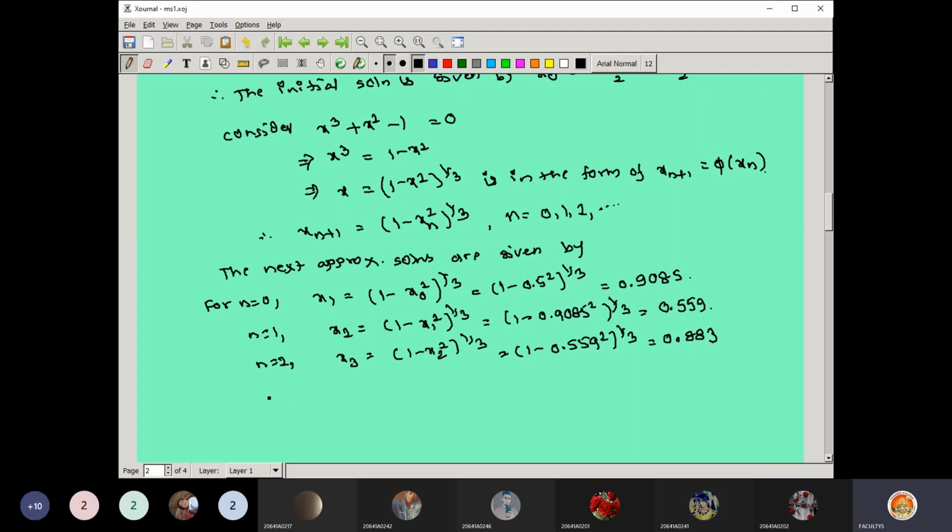So go for the next value, n is equal to 3. Till you get the last two approximations equal, you continue the process. So 1 minus x3 square power 1 by 3. This is (1 minus 0.883 square) power 1 by 3. Make it fast. Your answer.